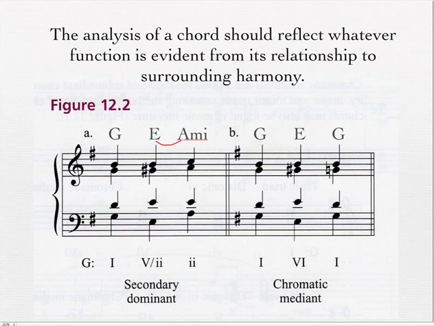The E chord functions as a secondary dominant if it resolves down a fifth to an A or an A minor chord. But if it returns to the tonic G chord, it is functioning as a chromatic mediant, which is an altered substitute chord for the tonic.